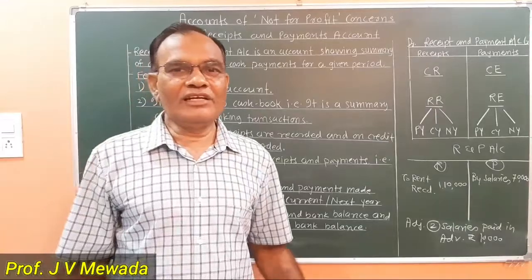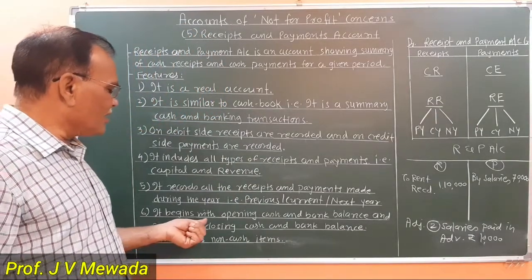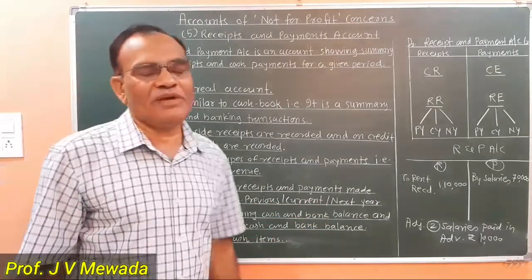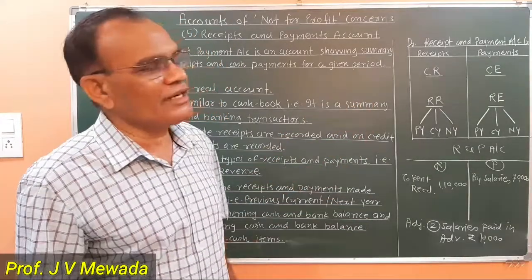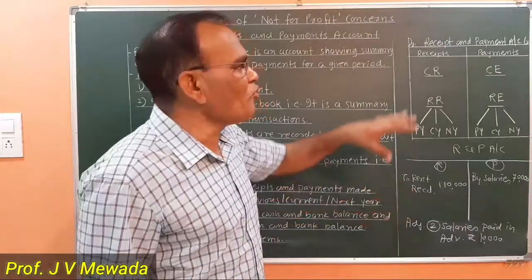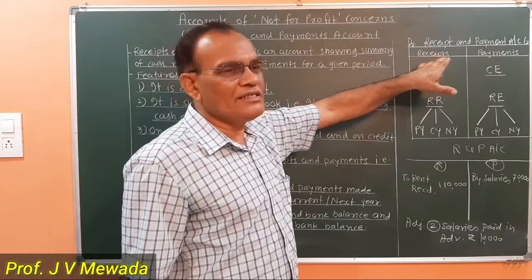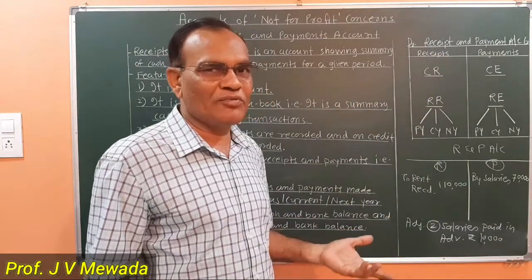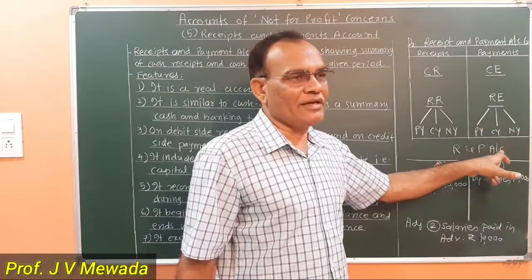So now let us see the next feature. The next feature is, it begins with opening cash and bank balance and ends with the closing cash and bank balance. Now see, this receipt and payment account is the same as a cash and bank account. So it has an opening balance on the debit side, two opening balances, cash and bank, and it also has a closing balance at the end of the year, closing balance of cash and bank.